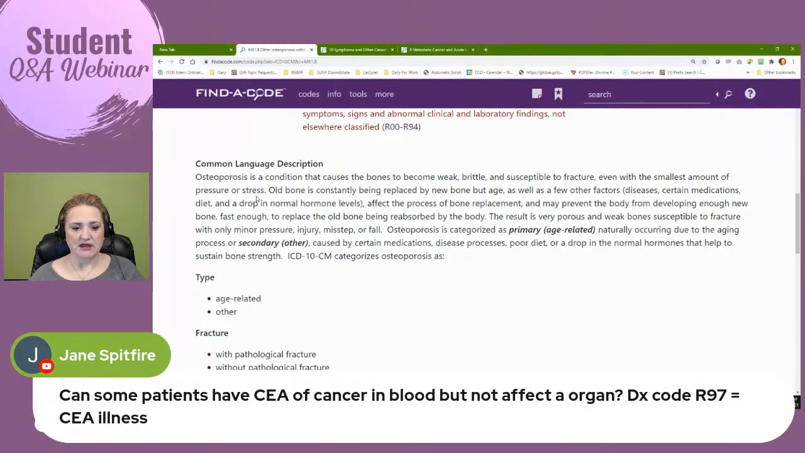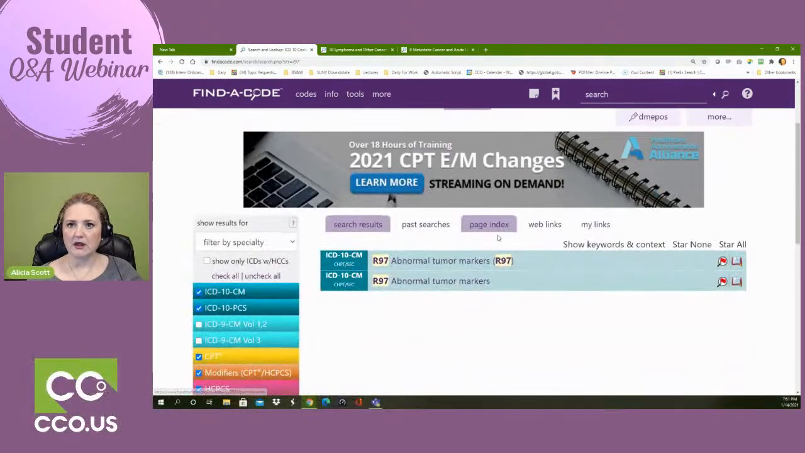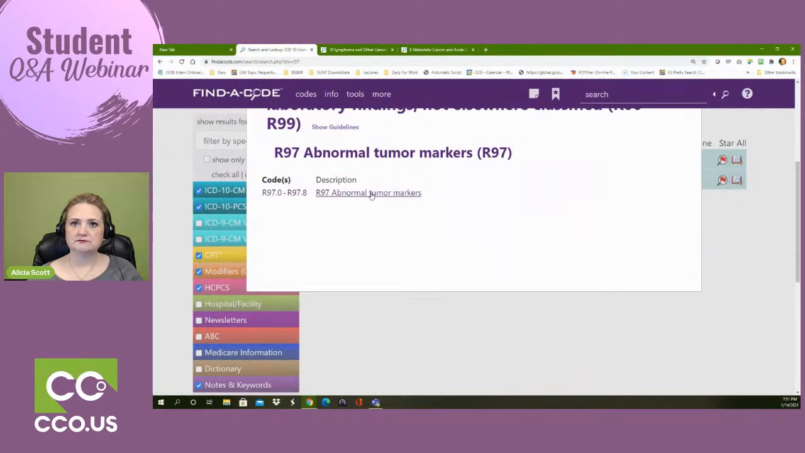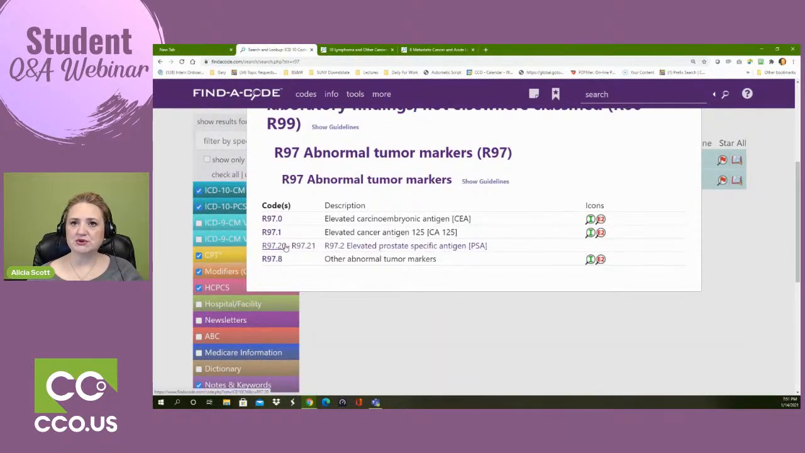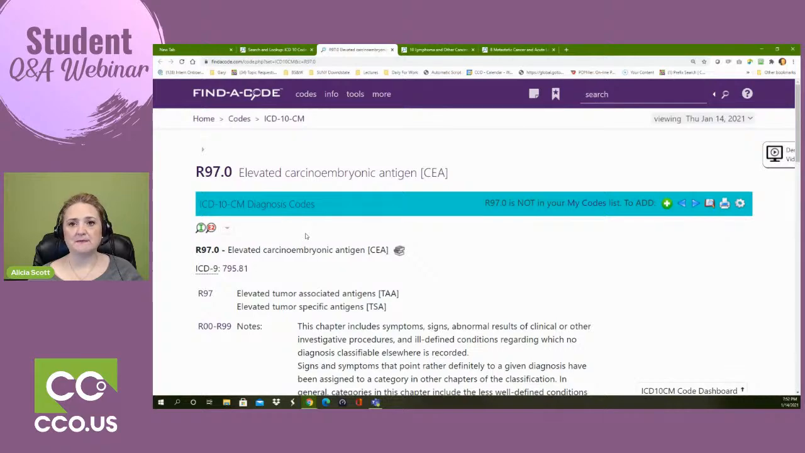I would query. Can some patients have CEA of cancer in blood but not affect an organ? R97. Let's go look at R97. Yes, they can. So an abnormal tumor marker is that they went in, they checked it, and they're showing that there's symptoms of... These R codes are sign and symptom codes, okay?